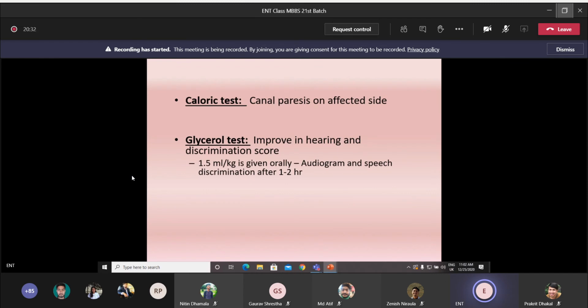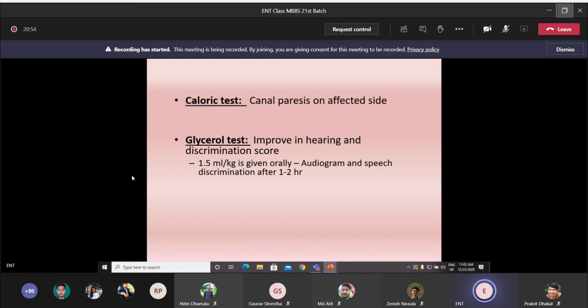This is the electrocochleography, and you can see the normal and the diseased findings. Caloric test is another important investigation. So what do you see here? You see canal paresis on the affected side. And the glycerol test can also be done in the OPD when the patient comes in order to diagnose. So what happens here?